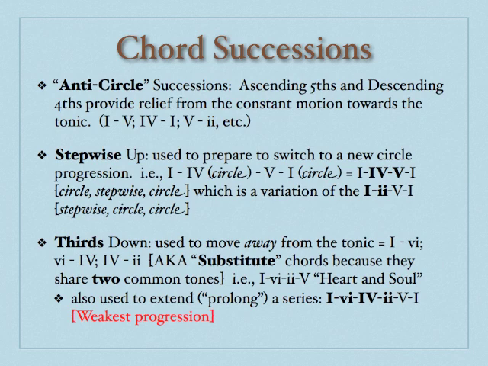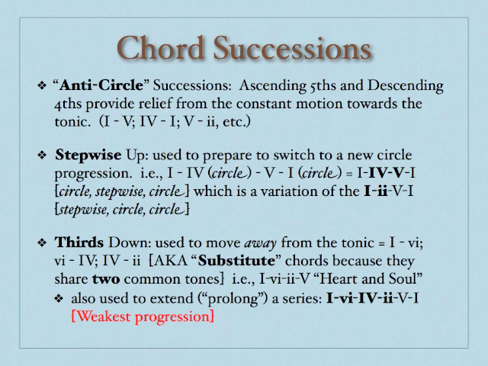To relieve from the constant series of circle progressions, you use chord successions. These are chords that just follow each other, and any chord can follow any chord. The anti-circle progressions, successions, go up a fifth. So 1 to a 5. So a C to a G is an anti-circle progression, where G to a C is a circle progression.